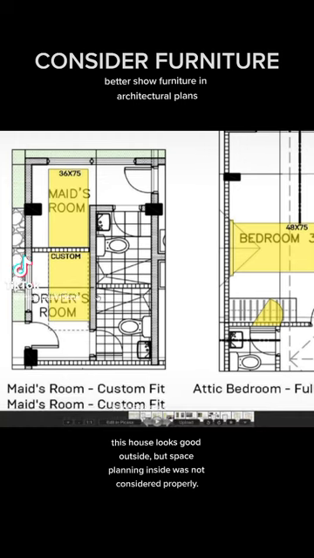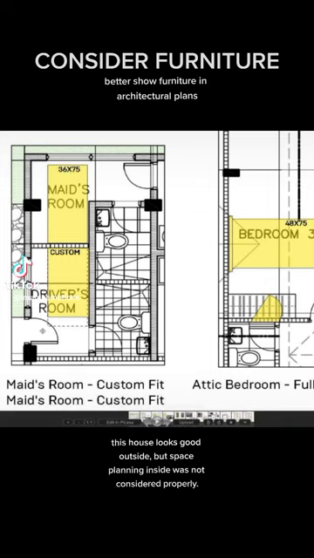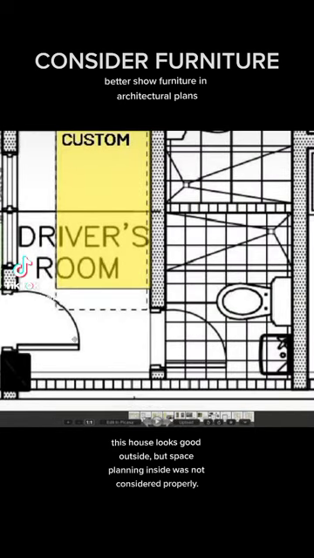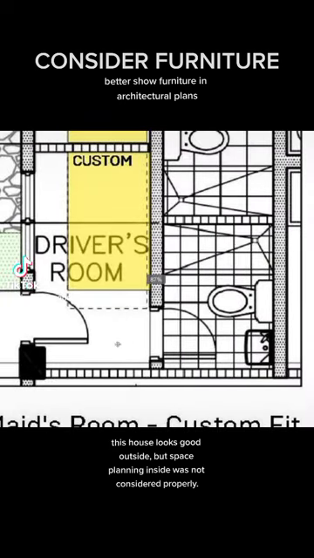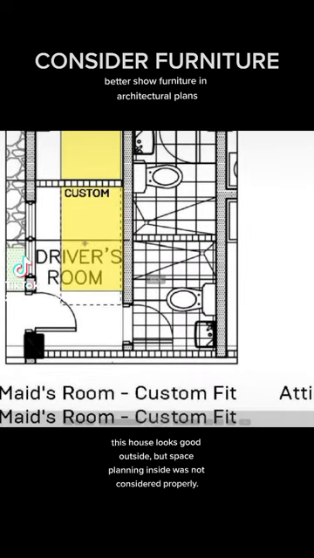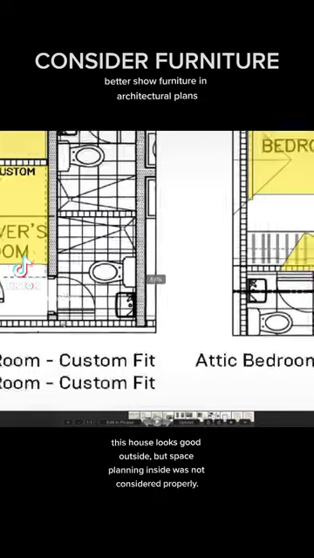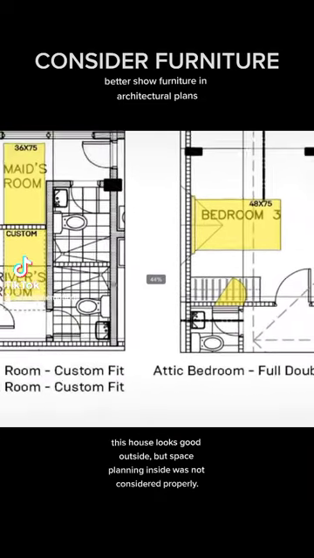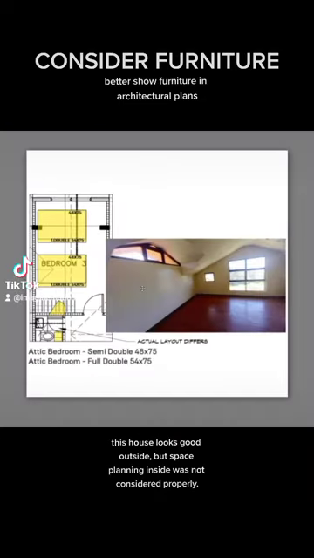And look at this driver's room. 36 by 75 will actually hit the door swing. Well, that's good enough to enter the bathroom, but not the main entry. So it has to be custom made, custom fit, and actually even the foam has to be trimmed. Oh my gosh.